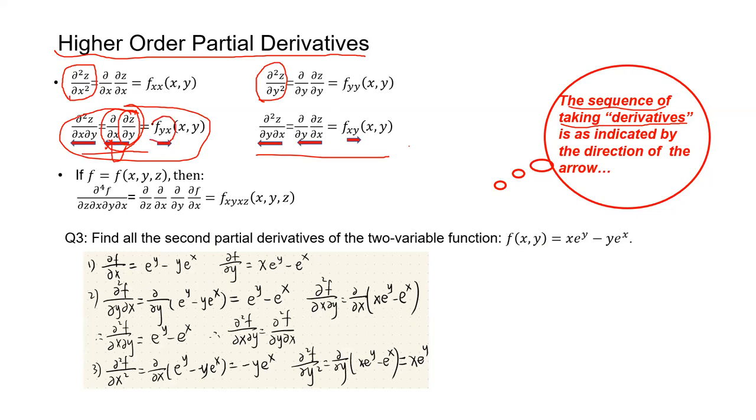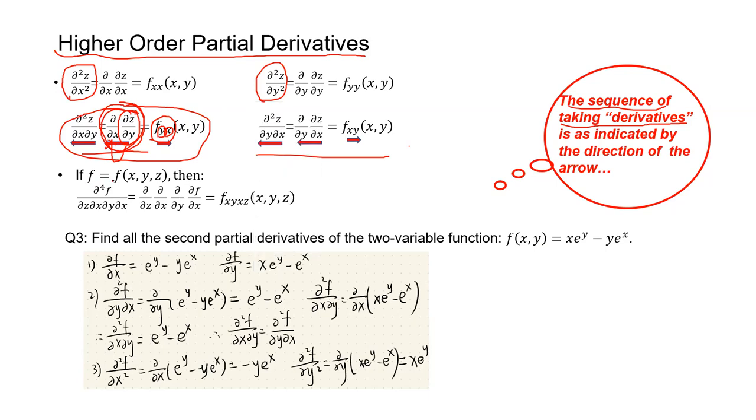And then with respect to z. If we use this notation, the sequence is from left to right, first with respect to y and then with respect to z. You just remember, if we use f, this notation goes from left to right, and this other notation goes from right to left.